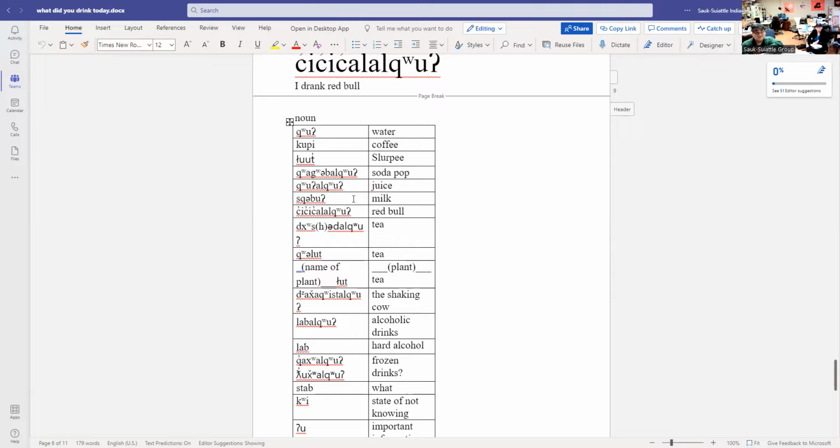Skabo milk, the word for soda pop, ball quote, ball quote. It's the sound that you're hearing in the can as you're pouring it out.